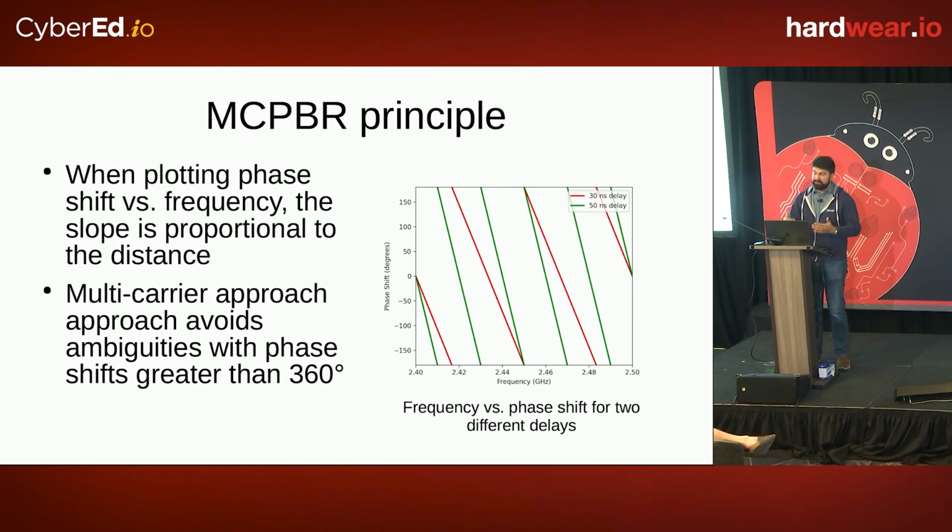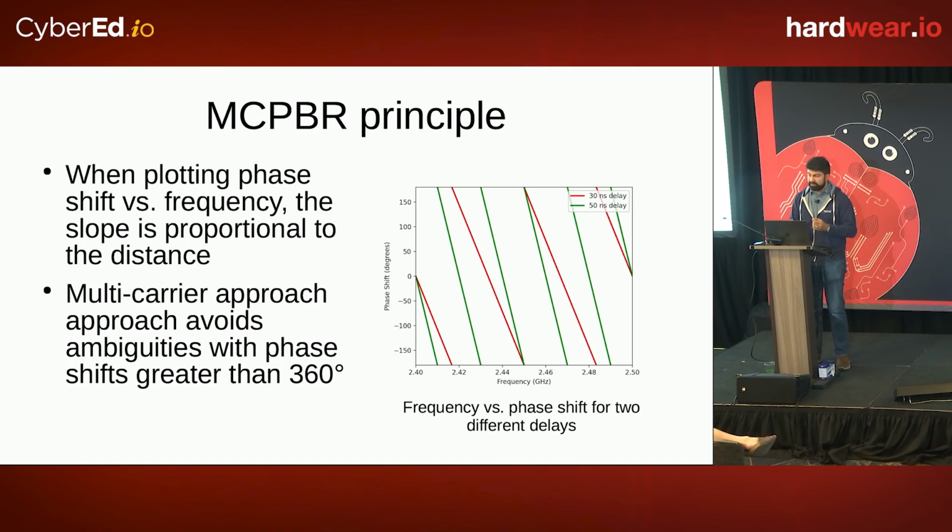For multi-carrier phase-based ranging, the key idea is that if you plot phase shift versus frequency at different frequencies, you'll get a line whose slope is dependent on the delay for the time of flight. And the greater the delay, the steeper the slope would be.